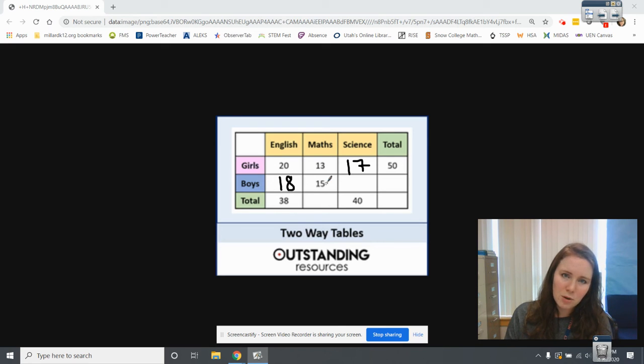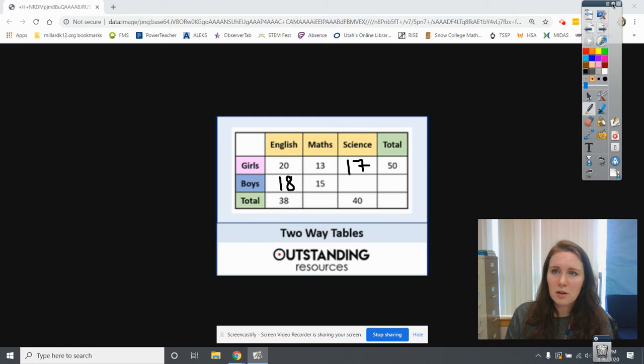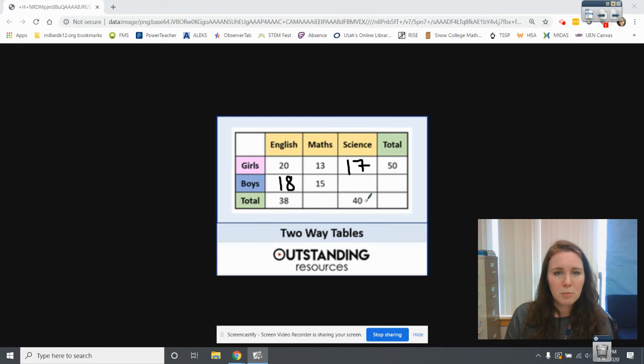Okay, so I filled in this first row. I'm working on the second row. Over here at science, I'm going to do that same thing. I'm going to look at the science column because I only have one thing missing. I do have enough information to solve. There are a total of 40 people, boys and girls together, who chose science as their favorite subject. So you just do 40 minus 17 because there's 40 people total. Take away the 17 girls, and that leaves you with 23 boys chose science as their favorite.